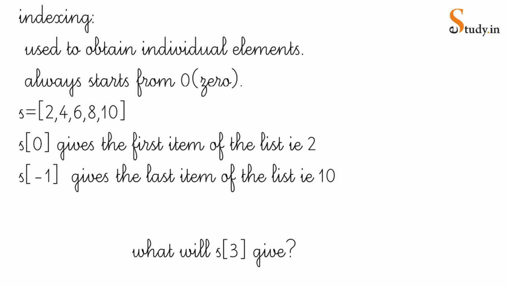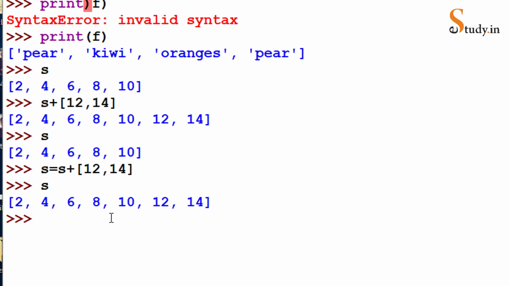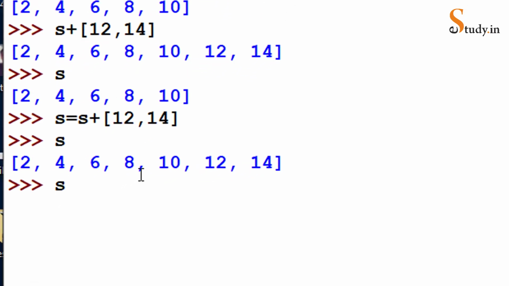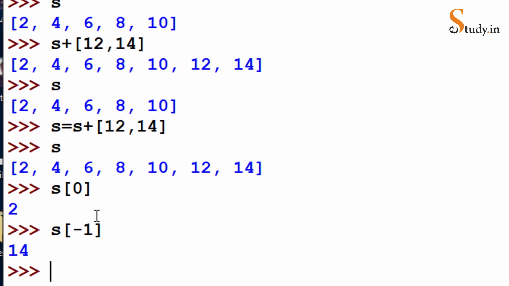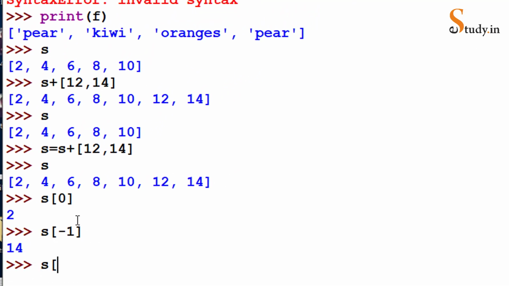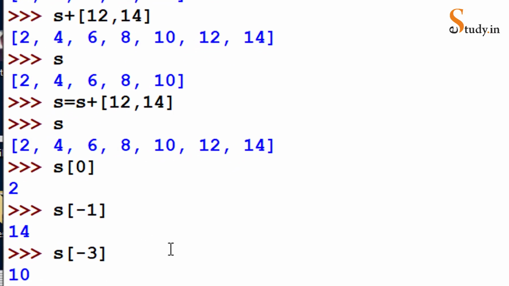Okay, so let's try indexing. We have this list S here. Let's say we write S[0]. It gives you the first element of the list, that is 2. Now if I write S[-1], what should it give? It should give us 14, which is the last element. If I write S[-3], what should it give? This is minus 1, this is minus 2, and this is minus 3. So S[-3] should give us 10.